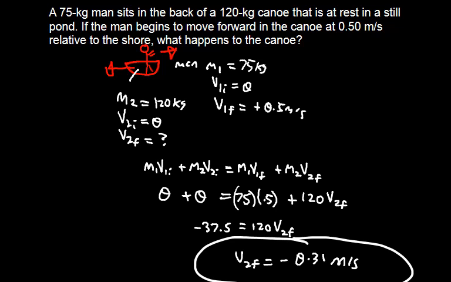And so if we start with 0 momentum, we should finish with 0 momentum. So if we place this right back in here, we'd end up getting 0 because the man moves forward, the canoe's got to move back for momentum to be conserved.